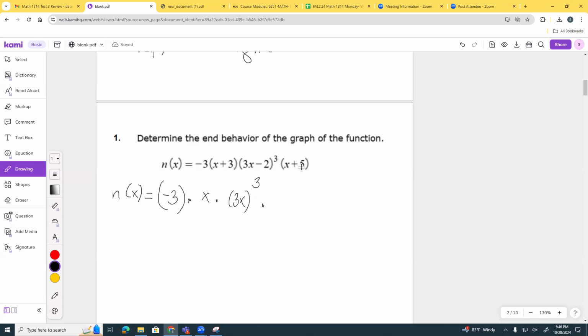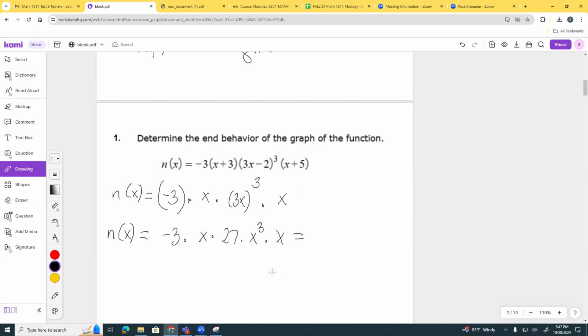And then again, the last one, I just need the x instead of x plus 5, because I want to find the real degree and the leading coefficient. Now, we have to do the extra work. So -3 is here, x is here. So we're going to raise 3x to the third power. When we raise 3x to the third power, 3 to the third power is 27, and x to the third power is just x cubed, and an x.